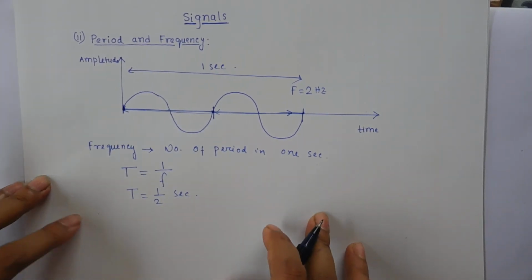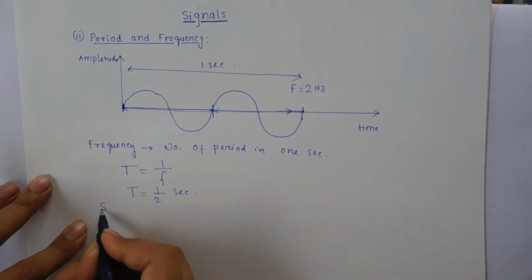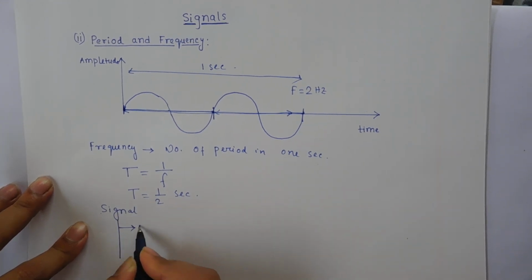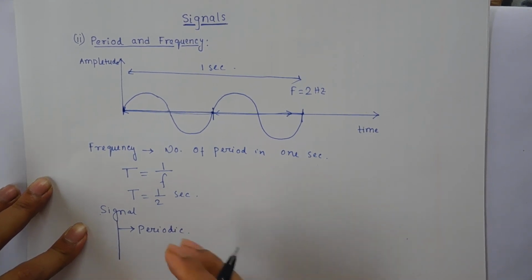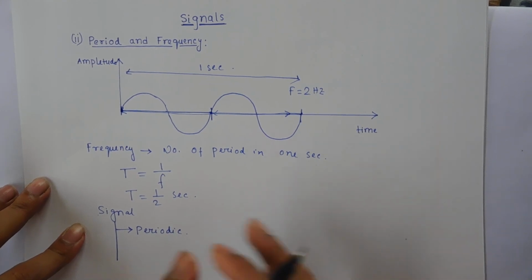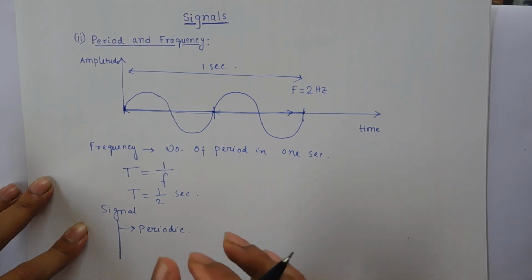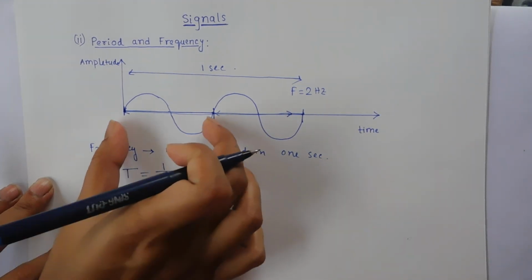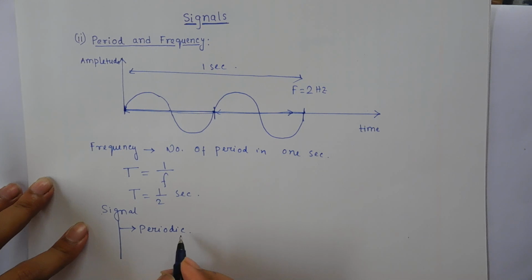Now the signal can be in 2 forms. One is periodic. Now we know the concept of period. If a signal maintains a pattern within a measurable time frame, it is called a periodic signal. It means it follows a pattern. Suppose this is a pattern and it follows a pattern, so it is a periodic signal.